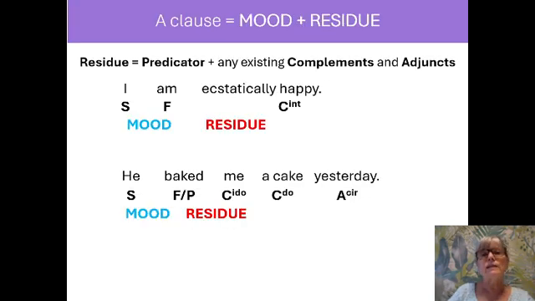Now, the predicator is any existing complements and adjuncts. So I'm ecstatically happy. You have there the mood, the subject, the finite, the residue is intensive complement, right? He baked me a cake yesterday. Mood is the subject, the finite, the predicator, bake. Me a cake yesterday is all part of the residue. Me is an indirect object complement. Cake is a direct object complement. And yesterday is a circumstantial adjunct.